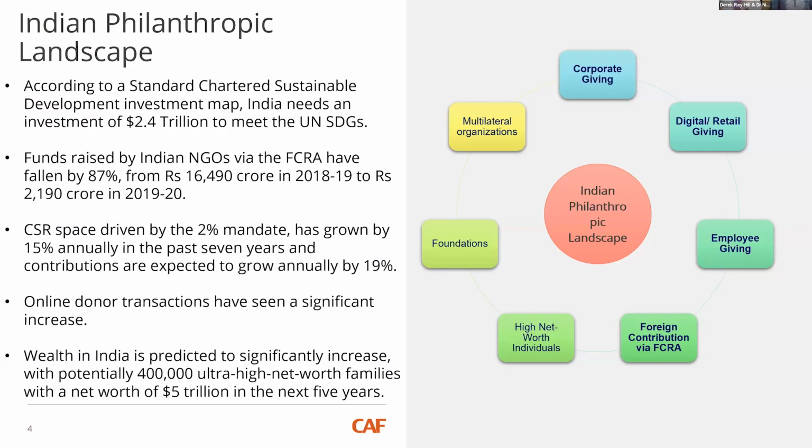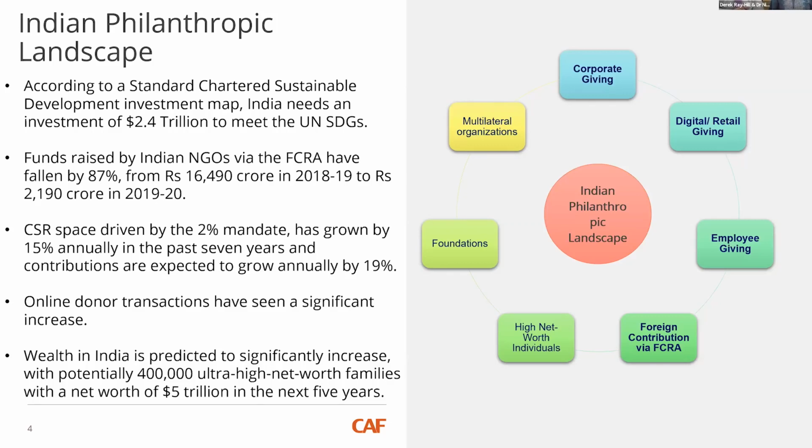So we at CAF India here aim to build an ecosystem for giving and social change. This requires alliances between corporates, individuals, philanthropic foundations, governments, and charities, or NGOs as we call them in India. India has had a strong and vibrant social sector since 1947, the year of the birth of the nation and independence. And that has played an important role in the country's social and economic development.